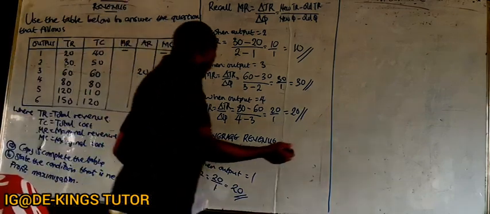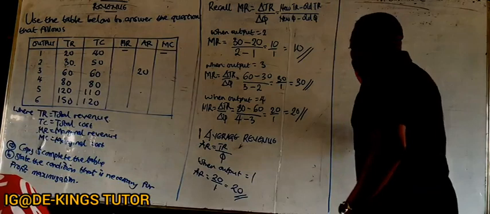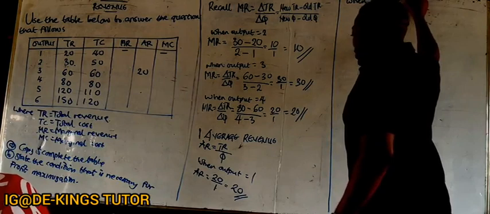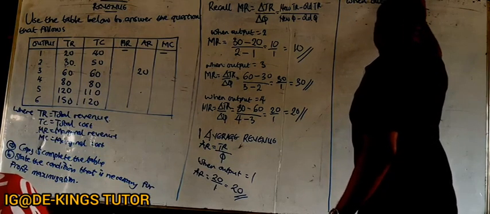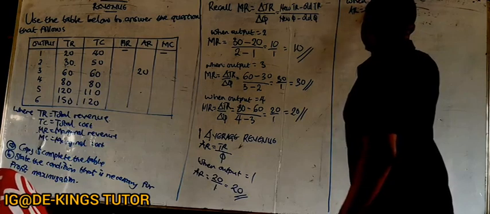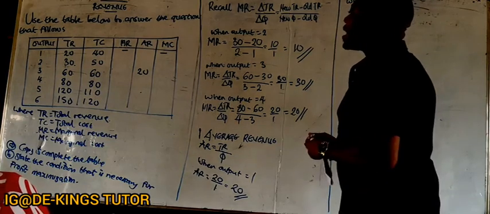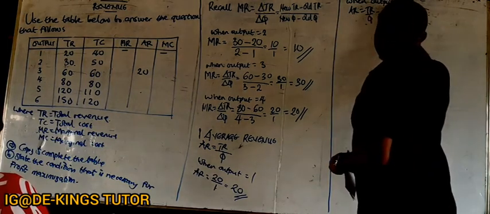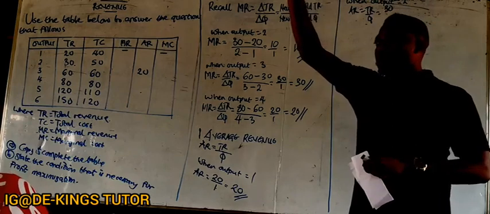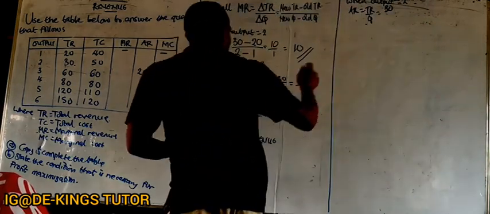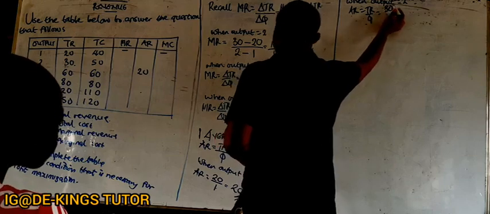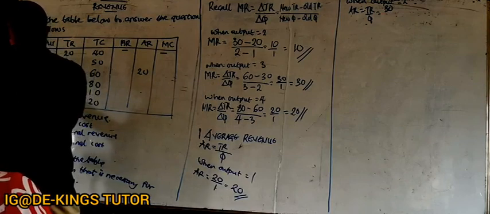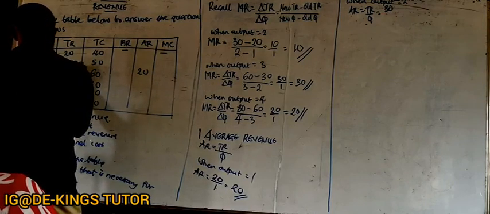So the next one, we do when output equals 2. My average revenue is total revenue over quantity. So when output is 2, what is my total revenue? 30. You don't know how we got 30? Look at my average revenue. We are solving when output is 2. When output is 2, look at the total revenue.